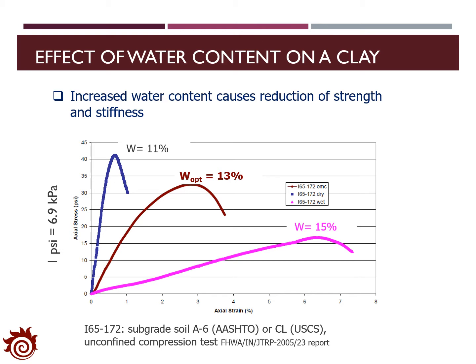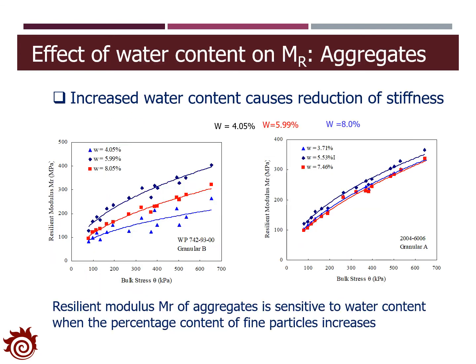This indicates that the water contents will actually have significant impact to the strength and stiffness of the subgrade soil. By increasing the water contents, the soil will become softer to support the pavement, and it can easily cause pavement failure. The water contents also have some significant impact to the resilient modulus.